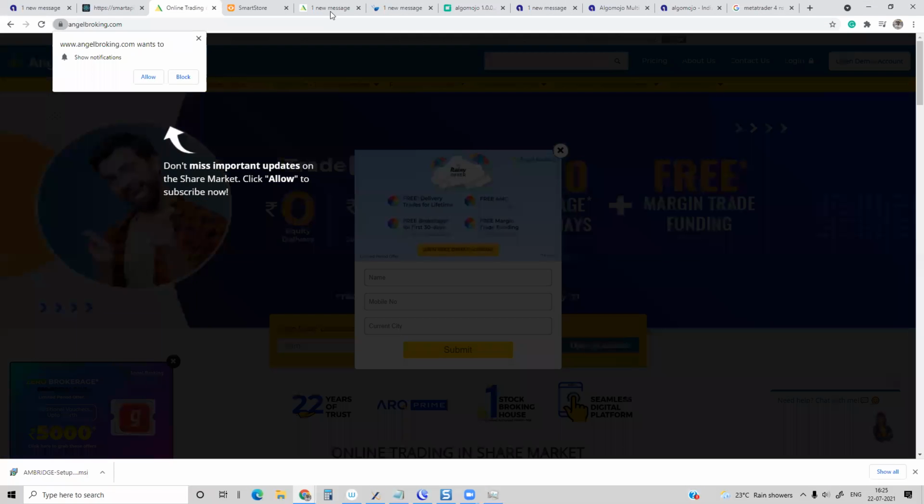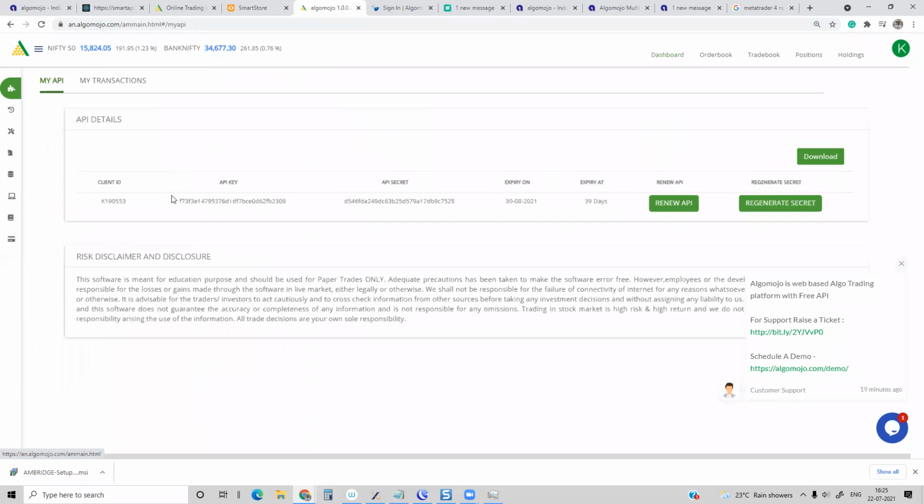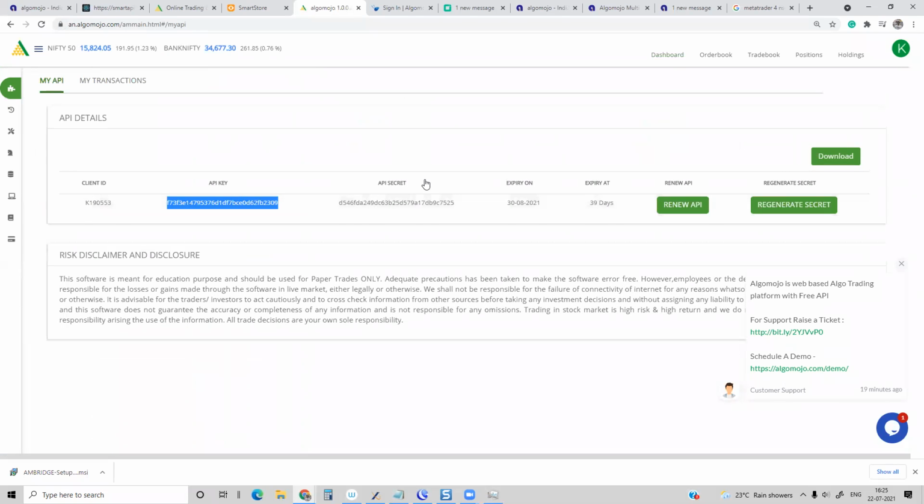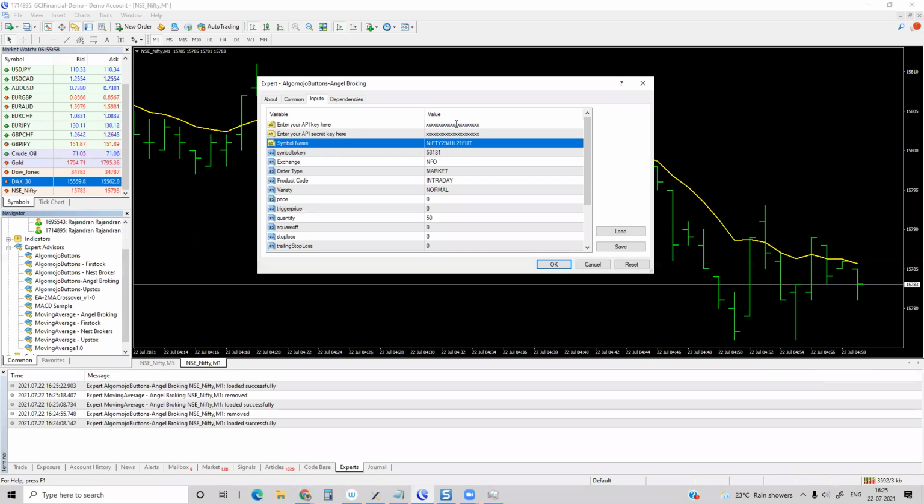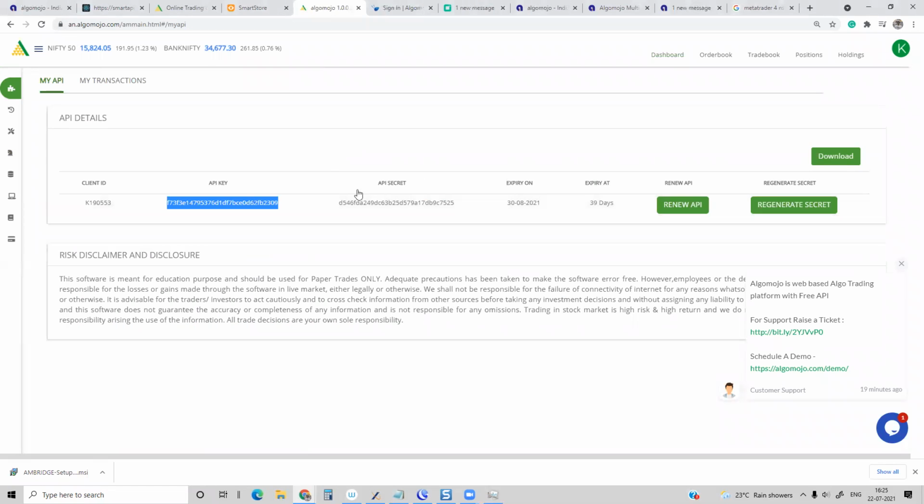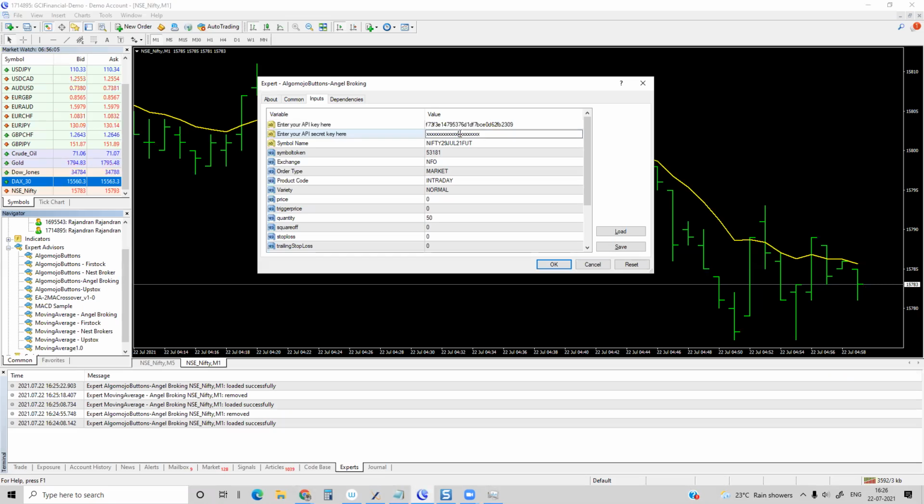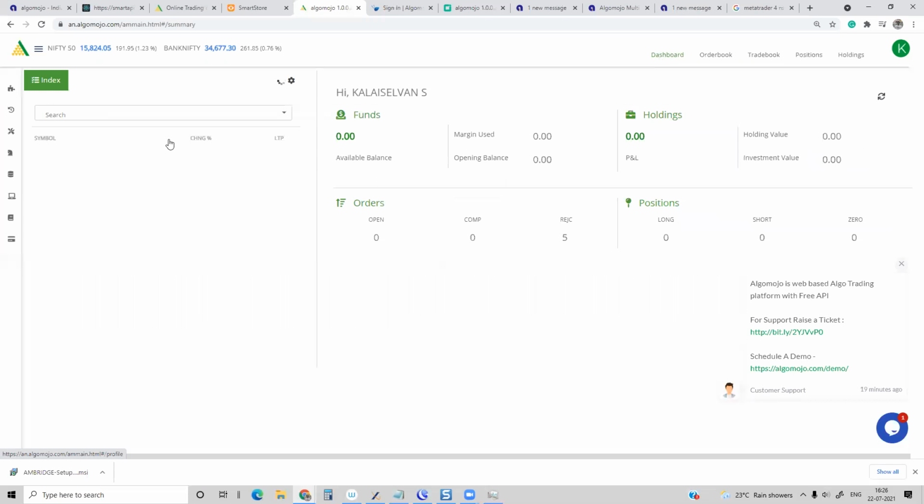Angel Broking. I'll go to my API section. I'll go and get the API key. I'll also go and get the API secret key as well here. And I'm entering the symbol which I want to trade. If you don't know the symbol, automatically you can go and get it from the dashboard. You pull it out from the symbol section, where you'll be able to get all those trading instruments.